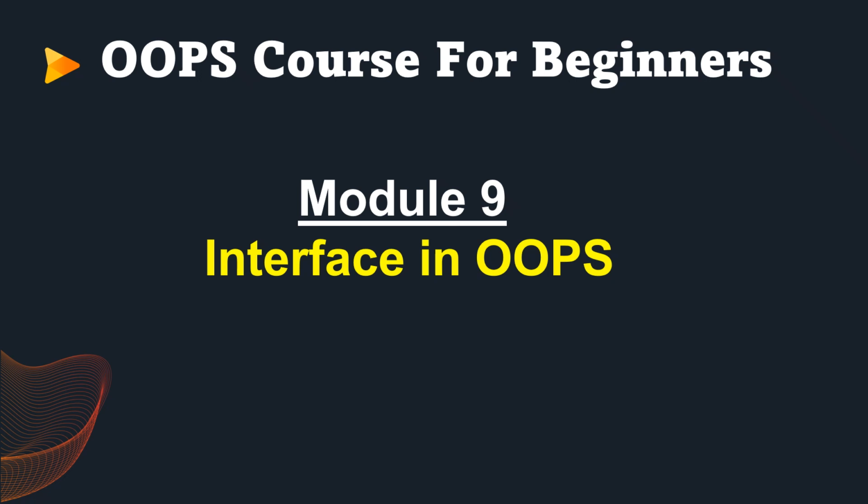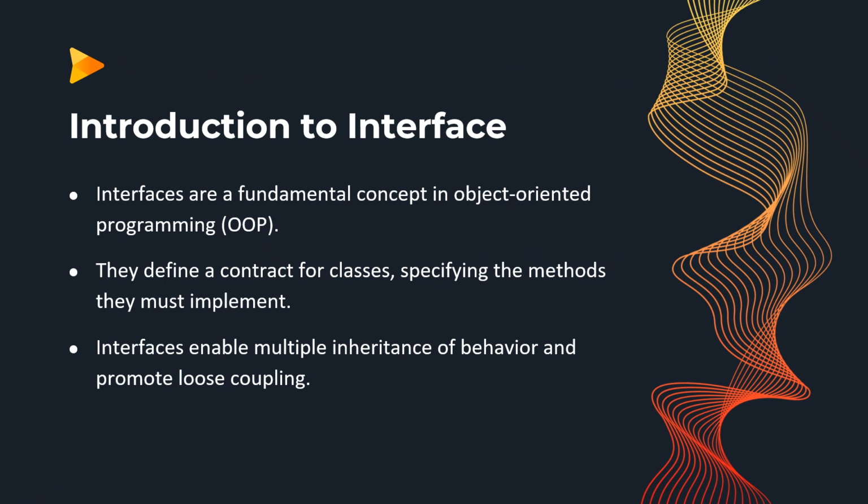So this is the OOPs course for all beginners, and this is module number 9. Today we are going to see interface in OOPs. So what is interface? First of all, we are going to see the introduction to interface. Interfaces are a fundamental concept in object oriented programming, which we are going to see or use in object oriented programming. They define a contract for classes, specifying the methods they must implement.